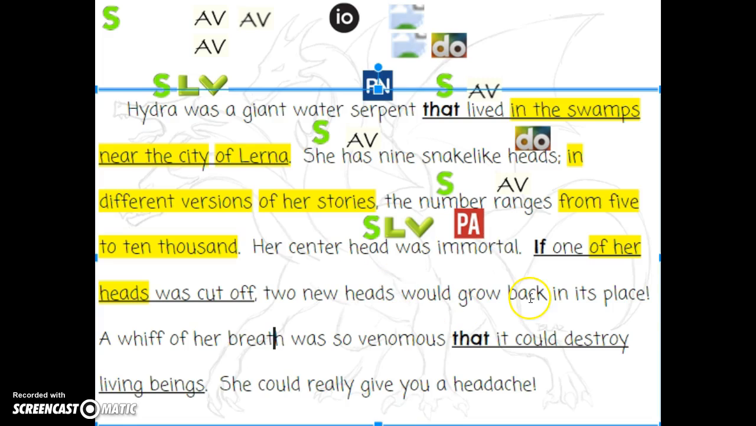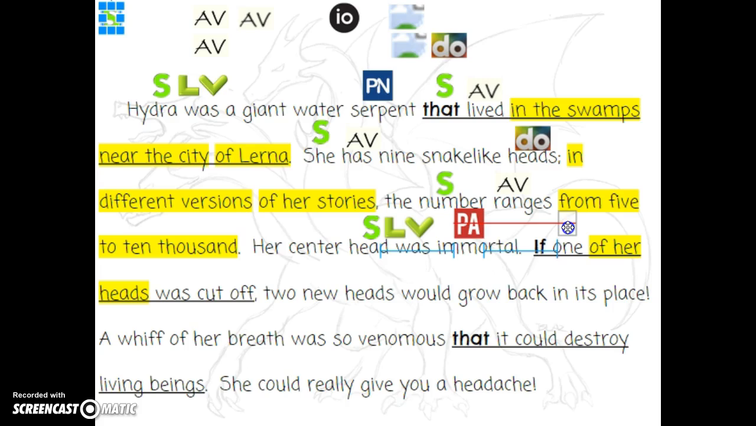So I look for my subject. My subject is one. And my verb is actually a verb phrase. Was can be a helping verb. Was cut is going to be my action verb because cut is an action, something that you can do. And we already determined that off is an adverb.